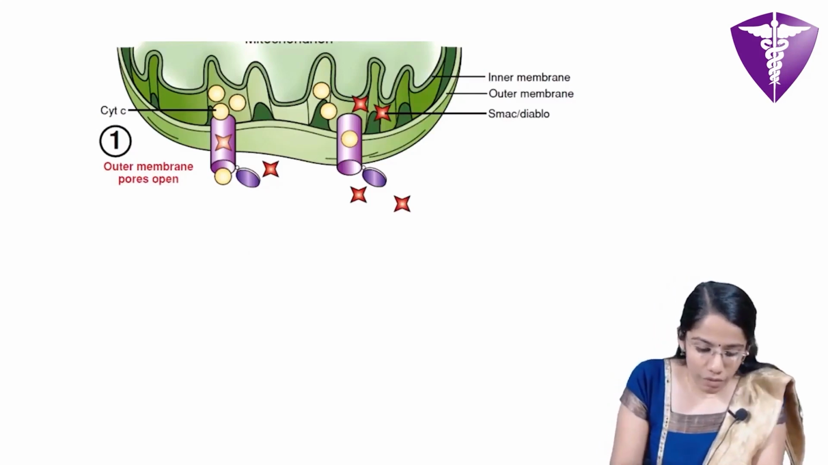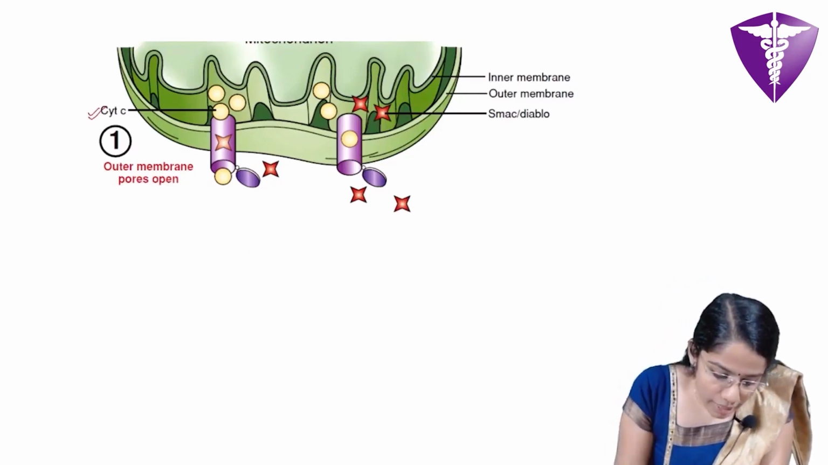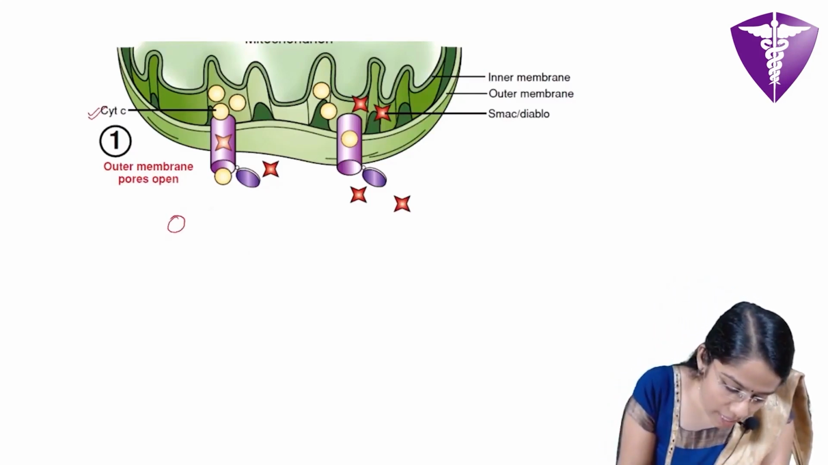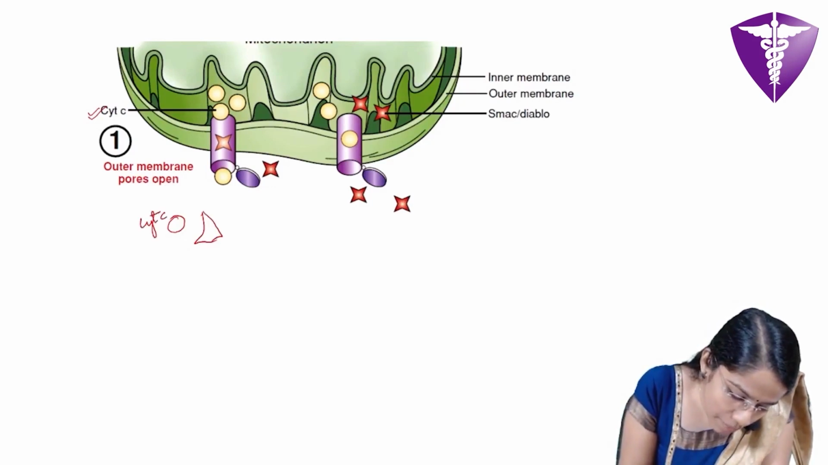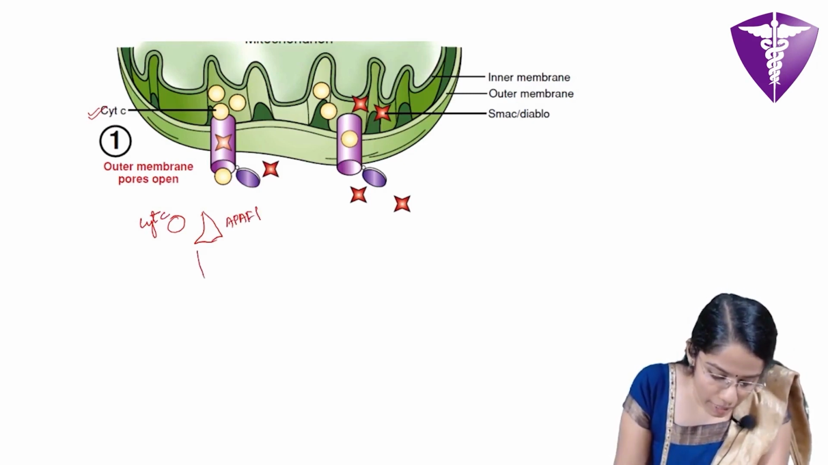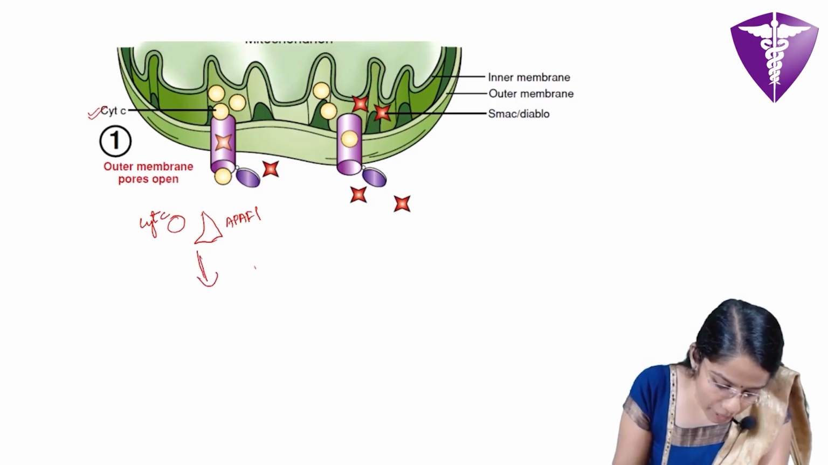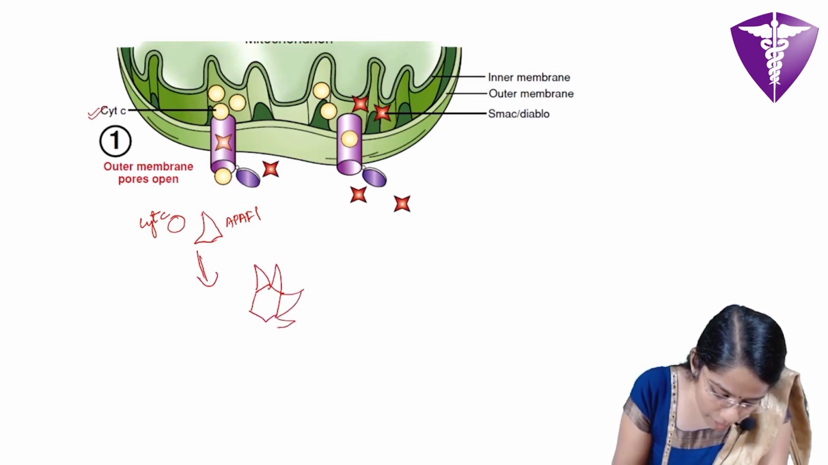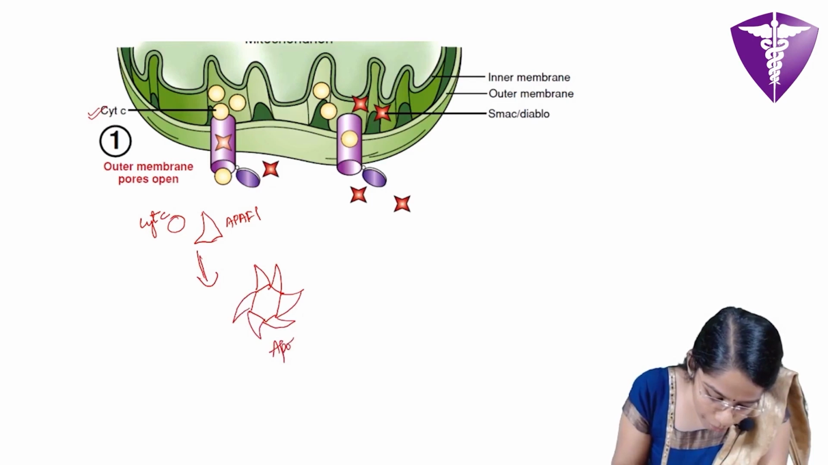So this is a closer view and this is cytochrome C. When it leaks out, it goes and binds APAF1 in the cytoplasm. When this binds, it forms a hexamer, a wheel-like hexamer, which is known as the apoptosome.